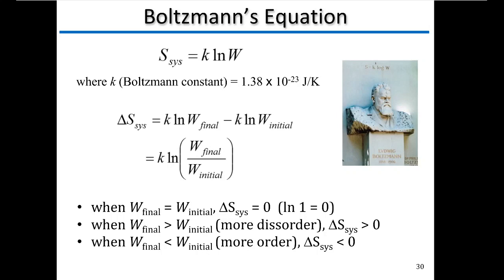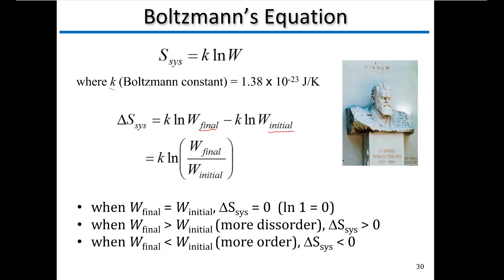He has this equation here: the entropy of the system is equal to some constant times the natural log of W, the microstates. Here k is the Boltzmann constant, which is equal to 1.38 times 10 to the minus 23 joules per Kelvin. We can make a state function out of this. So we can say the change in the entropy of the system is equal to that same equation, only this time for the final microstates, minus the same equation for the initial microstates.